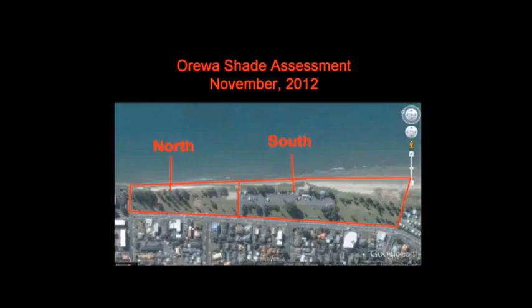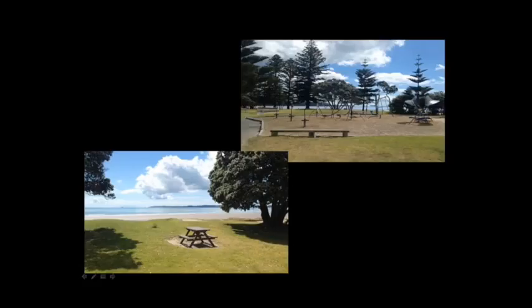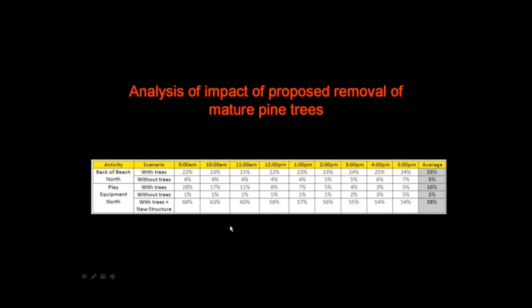In November 2012, we did an assessment of Ottawa Beach on North Island. It's a pretty typical looking beach with some trees, lots of grass area, some play equipment and some seats. What we found was that council were in the process of reworking the beach to remove a series of quite large pine trees. There were good reasons for that, but we did look at the impact of that removal so that council could make an informed decision.